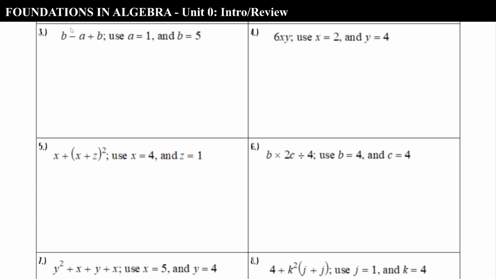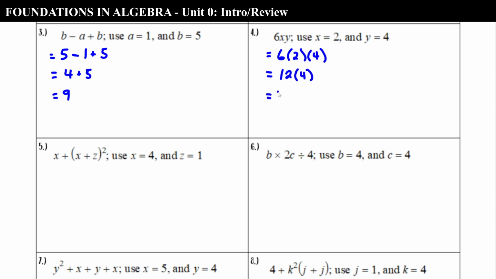Number 3, we have the variable b, which is 5. A is 1. B is 5 again. And here we're just going to go left to right. 5 minus 1 is 4. 4 plus 5 is 9. For number 4, we have 6 times x, which is 2, y, which is 4. So 6 times 2 is 12. 12 times 4 is 48.